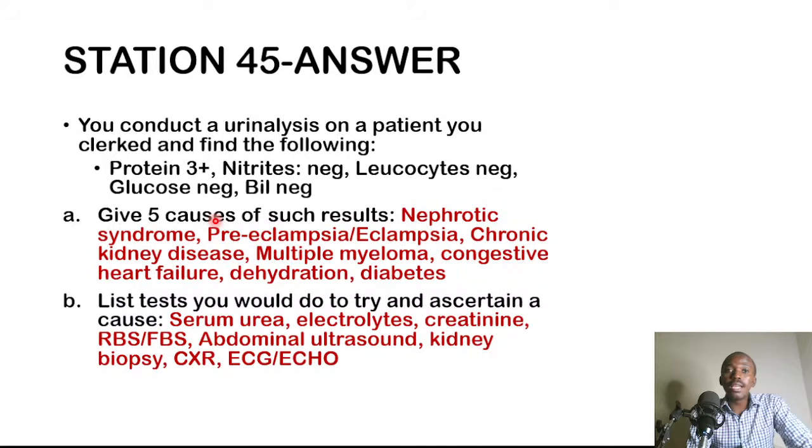The tests that we're going to be doing are serum urea, electrolytes, and creatinine, to monitor the function of the kidney, because this patient could be in chronic kidney disease. Your fasting blood glucose, of course, to rule out diabetes, and your random blood glucose. Your abdominal ultrasound to rule out chronic kidney disease. Remember that the kidneys actually tend to shrink if it's a chronic type of kidney disease. You can get a kidney biopsy as well for the different nephrotic syndromes. Then a chest x-ray, an ECG, and an echo as well.